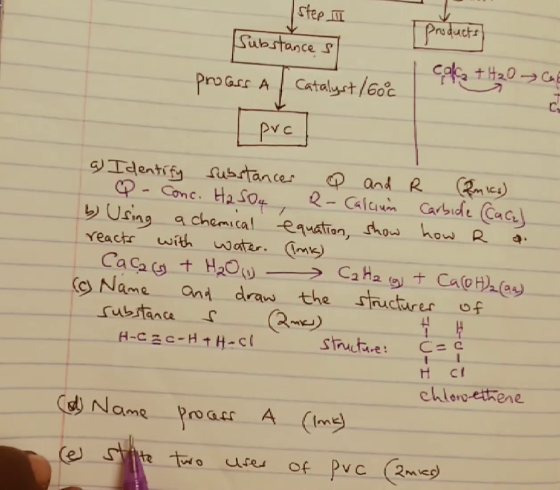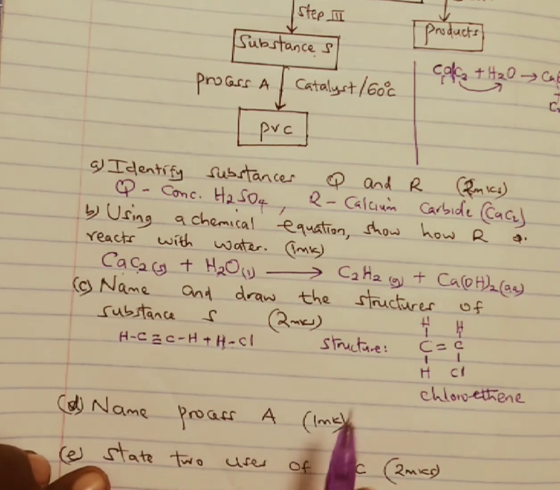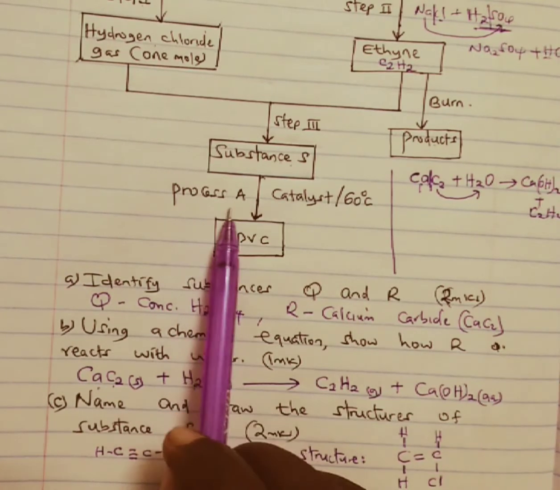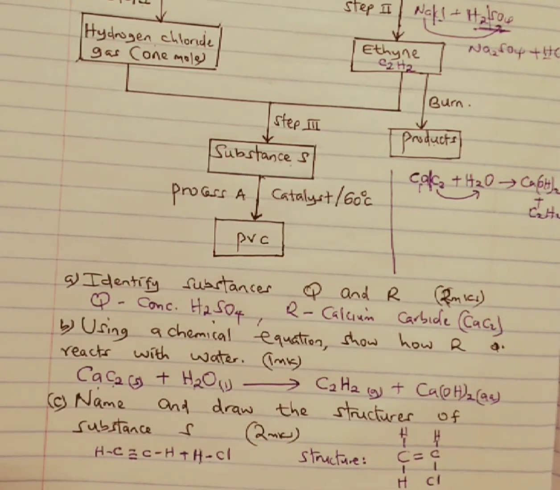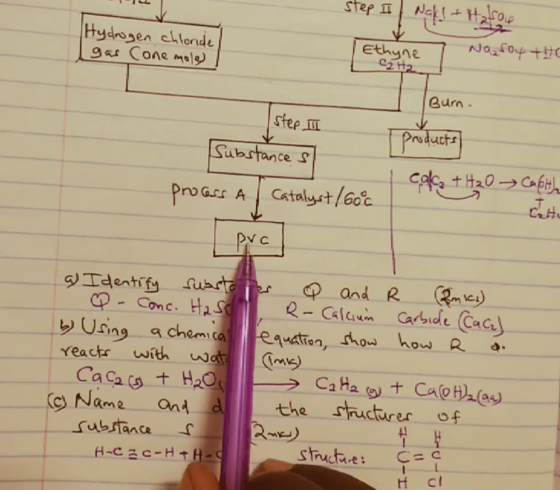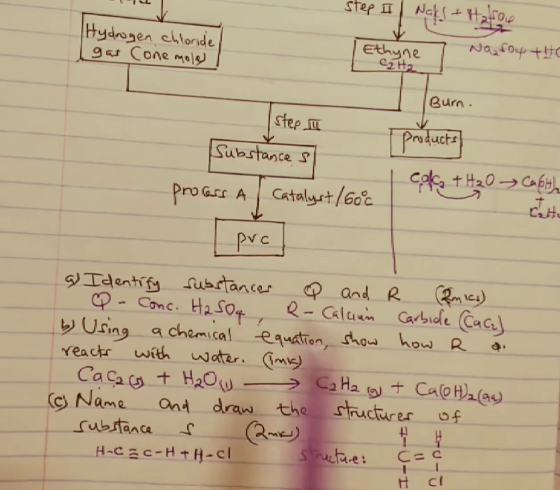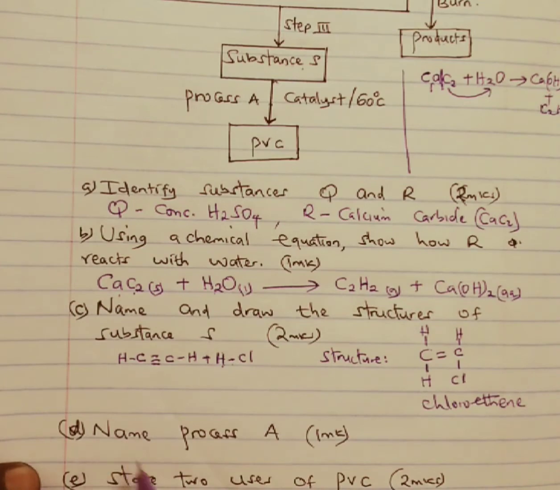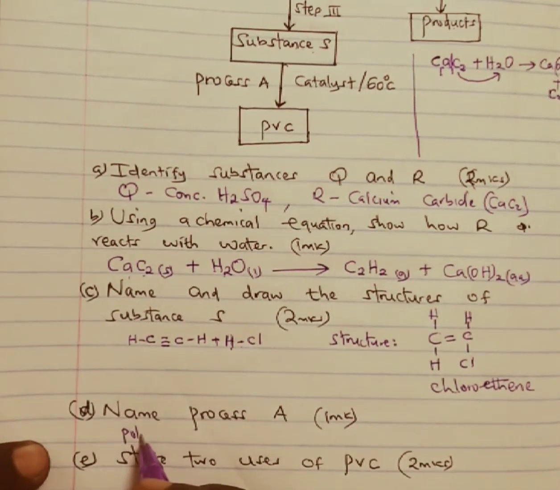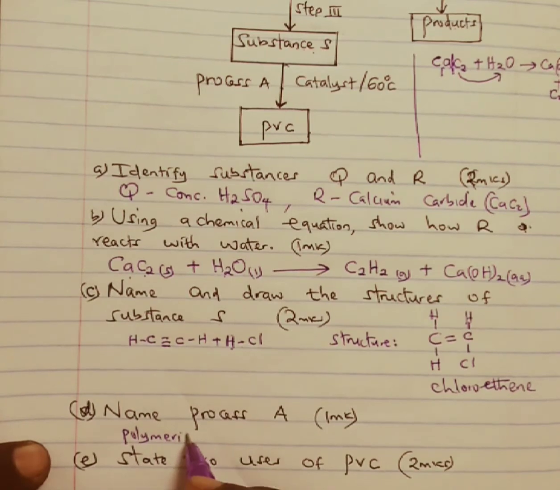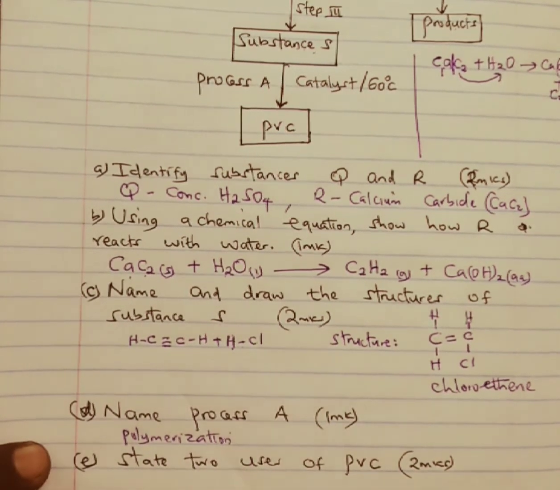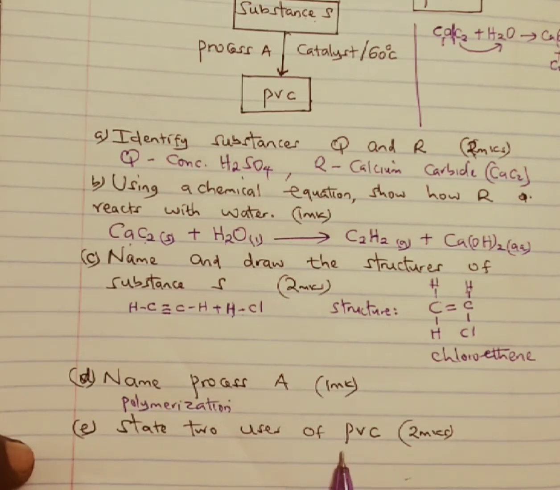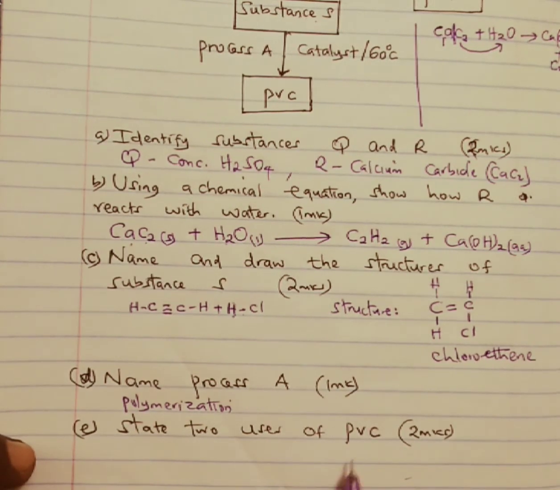Next we have name process A. Let us move up and look at process A. Process A is where the chloroethene is reacting to produce what we call the PVC, which is a polymer, and the process in which polymers are produced, we call it polymerization. Then of course we are supposed to state 2 uses of the PVC, that is the polyvinyl chloride, which is a polymer.